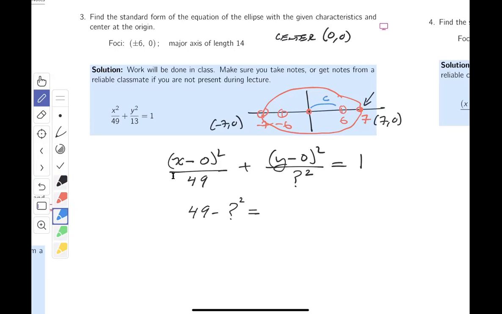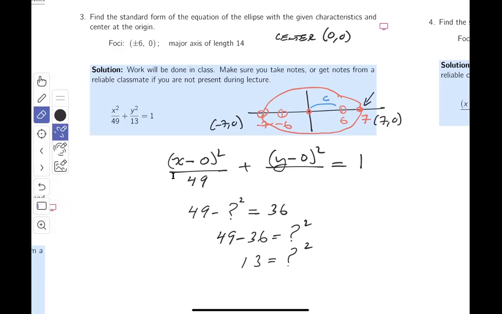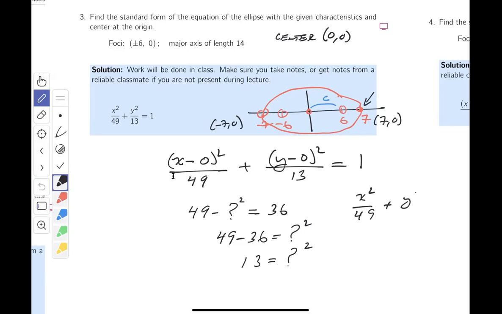And what's that distance? 6. So what's 6 squared? 36. Let's write this down. 49 minus 36 is that question squared. What's 49 minus 36? Let's see, that would be 13, right? Let me get my eraser out, erase this. I'm gonna put 13 down now. Let's neaten it up. You're gonna get x squared over 49, we'll check the key later, plus y squared over 13 is equal to 1.